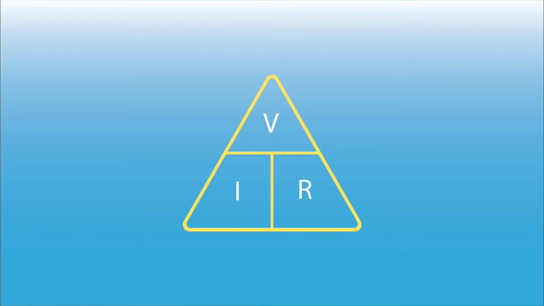This leaves us with only one variable left to solve for, resistance. Start with our triangle and cover up the R. This leaves us with the V on top and the I on the bottom. Because the V is on top, we divide it by I, leaving us with R equals V divided by I, or the resistance is equal to voltage divided by current.